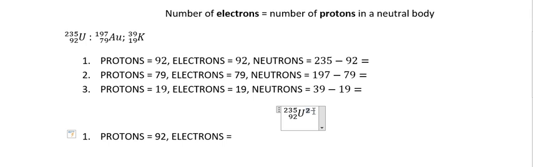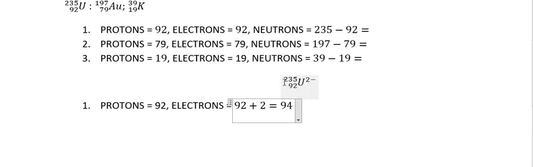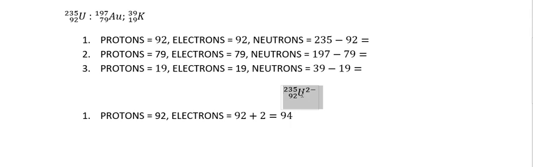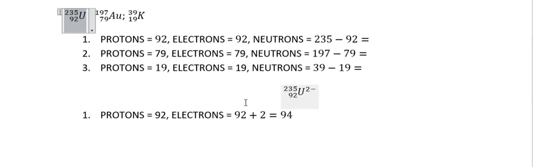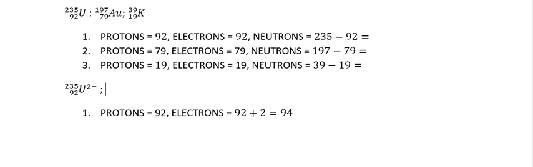So if I have 2 minus, it means I have gained 2 electrons. Originally, how many electrons were there? I had 92 electrons. Now if I've gained 2 electrons, how many will be there? They are going to be 92 plus 2, which will give me 94. So in this case, the number of electrons is not equal to the number of protons, because the body is having a charge. But when the body is not having any charge, the number of protons and the number of electrons are the same. Okay, let me just give a final example and end the video.